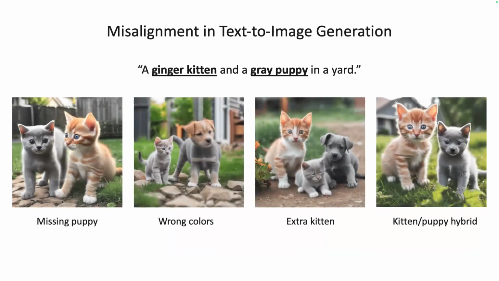And of course it happens not only with giraffes and zebras, but also with prompts that may look very simple, right? If you take this prompt, a ginger kitten and a gray puppy in the yard, and try to generate images using SDXL, you get very, very similar artifacts. So here we see that there is a missing puppy. We got two kittens. Here the colors are wrong. Here we got an extra kitten. And here we got a hybrid between a kitten and a puppy.